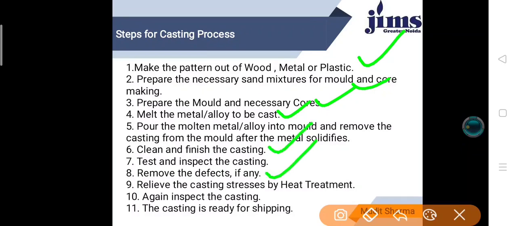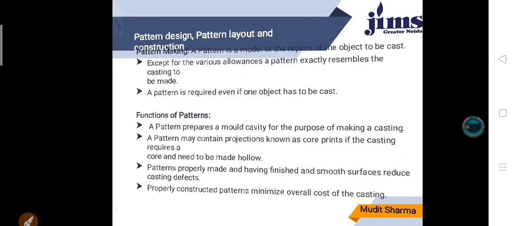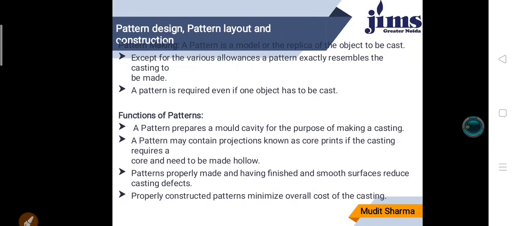Remove the defects. Relieve the casting stresses by using heat treatment processes like annealing, tempering, quenching, normalizing, and again inspect the casting and the casting is ready for shipping. So these steps we already discussed in the previous lecture. Before starting pattern, I am going to discuss something else. First is pattern making.